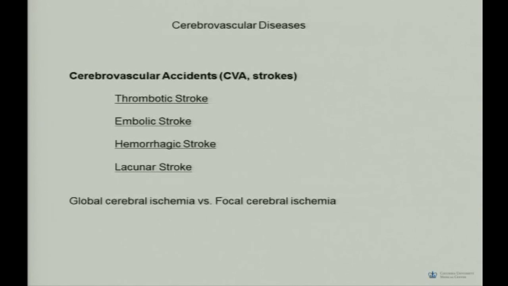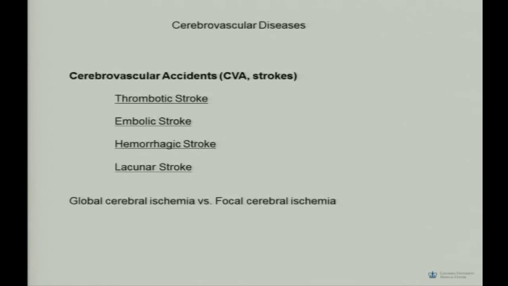And lacunar strokes are actually thrombotic strokes, but they're called lacunar strokes because of the blood vessels that they affect, the appearance, and that they tend to be very different and occur in a particular part of the brain. But in terms of cause, they are essentially a type of thrombotic stroke. Okay. So thrombotic, embolic, and lacunar strokes cause focal cerebral ischemia.